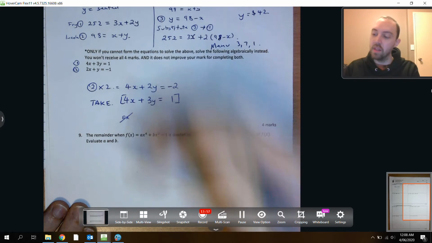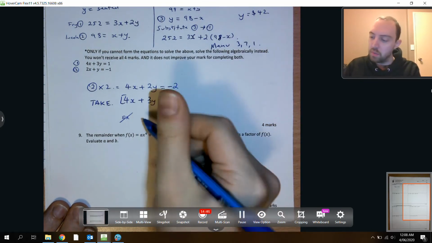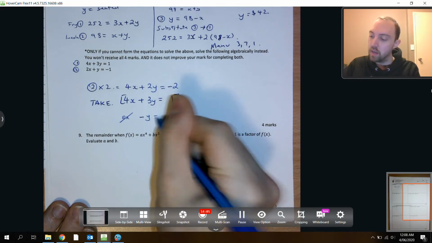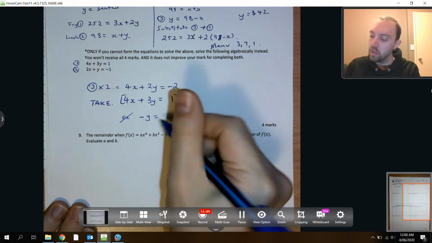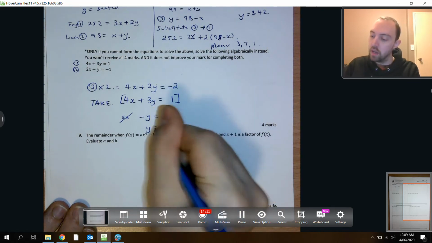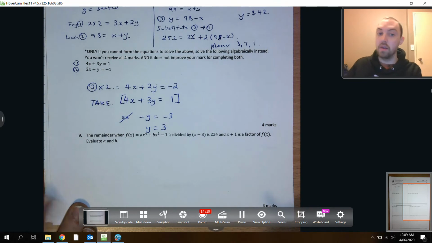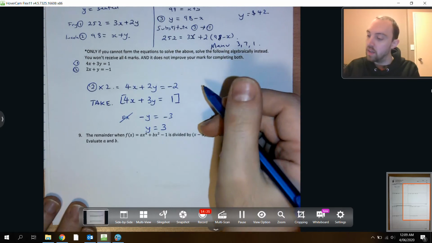Had I done it the other way, this may have worked out a little bit better, but that's not super important. We can rearrange later. 2y take 3y is negative y, and this is equal to negative 2 take 1, negative 3. y has to be equal to 3. Not quite finished yet. Simultaneous equations, two unknowns, so let's bring in a way to find x.